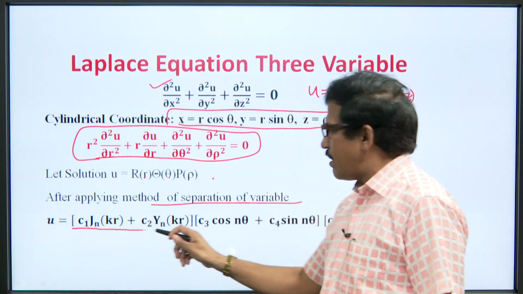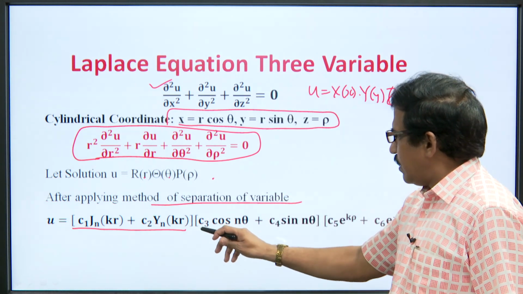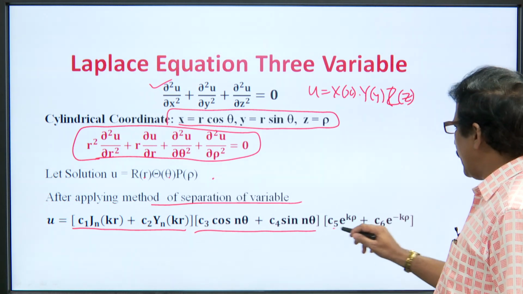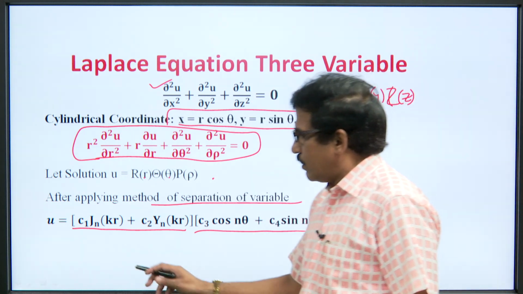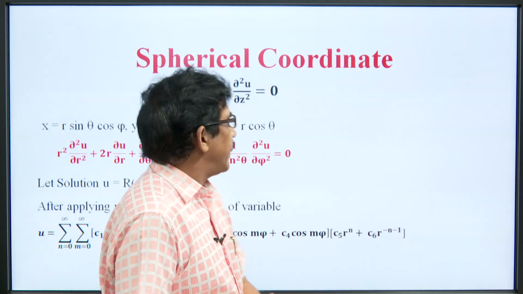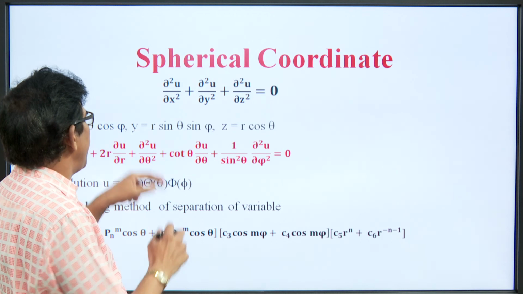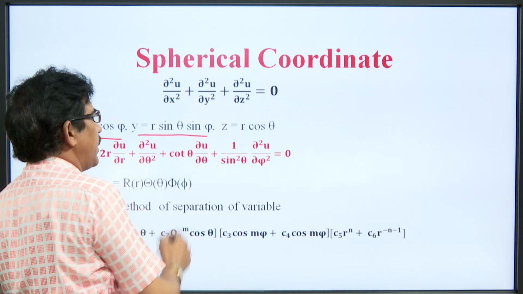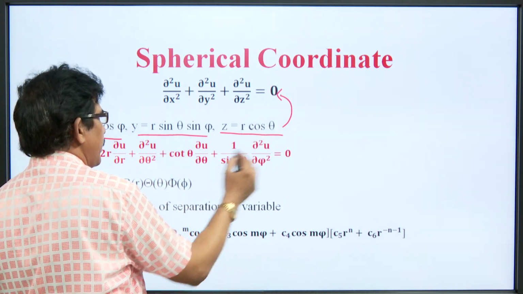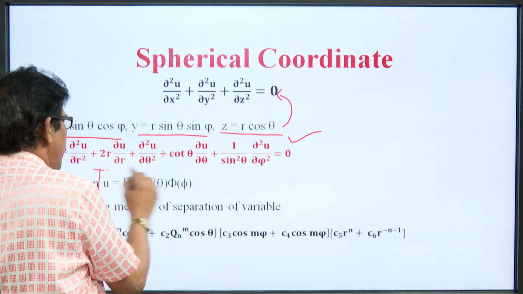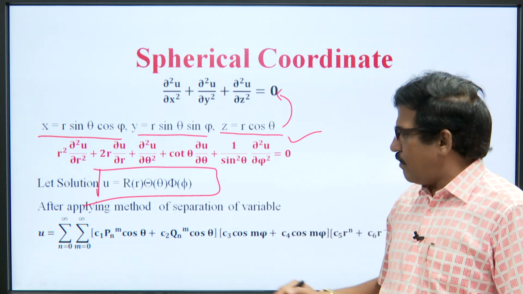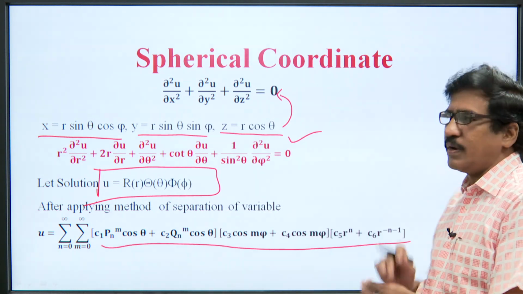We get the r component, which is a function of Bessel function, the theta component, which is a function of trigonometric, and the rho component, which is exponential. Now, the third case is the case of spherical coordinates. In spherical coordinates, our substitution is x equal to r sin theta cos phi, y equal to r sin theta sin phi, and z equal to r cos theta. When we substitute in the equation, it becomes this, and to solve it we again apply the method of separation of variables and our obtained solution is in this particular form.